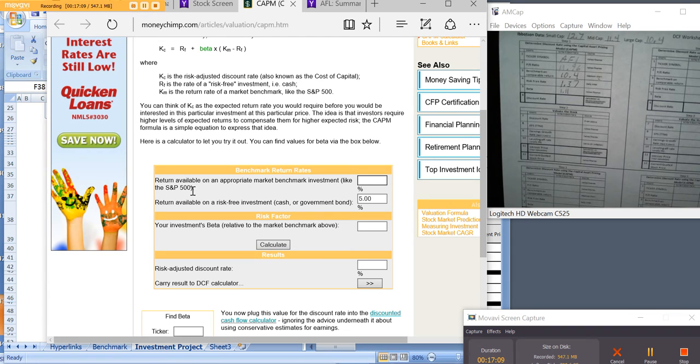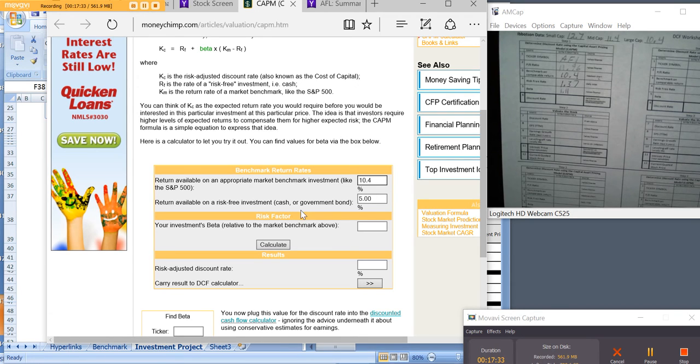The first thing I need is the return available on an appropriate benchmark. I get that from up here. That would come from that Ibbotson data, and that is row 3 on the worksheet, benchmark on comparable return. So I'm going to enter in 10.4 into the calculator.